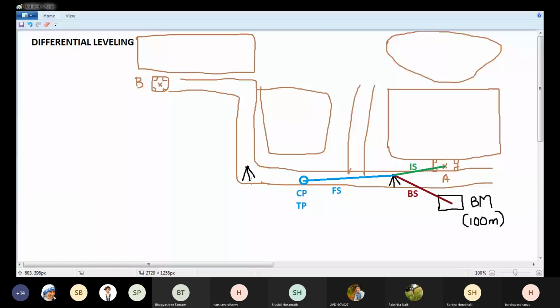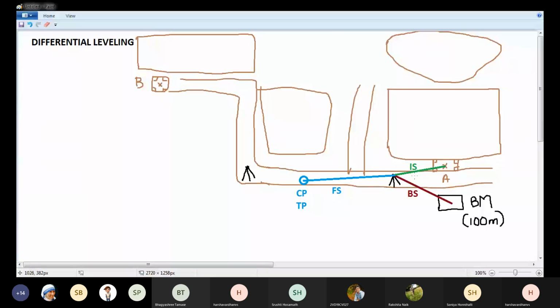Now, once I take a staff reading on any point, I can calculate its elevation. I showed you when I was explaining the direct method. If I hold a staff on a point, I can easily calculate its RL or elevation. That is, RL of any point is equal to height of instrument minus foresight or backsight.